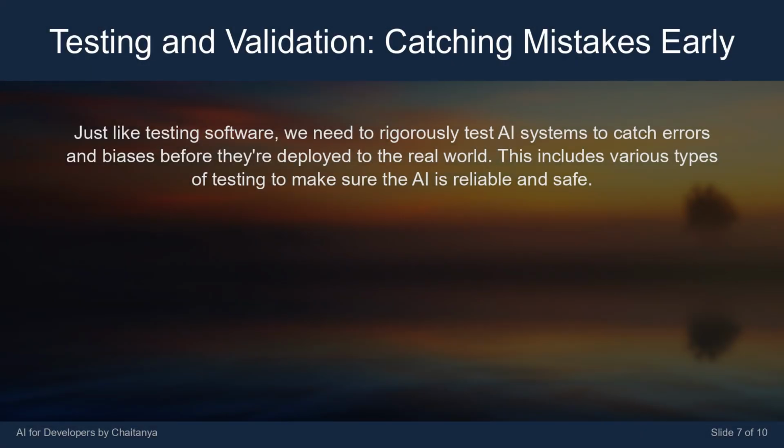Just like testing software, we need to rigorously test AI systems to catch errors and biases before they're deployed to the real world. This includes various types of testing to make sure the AI is reliable and safe.